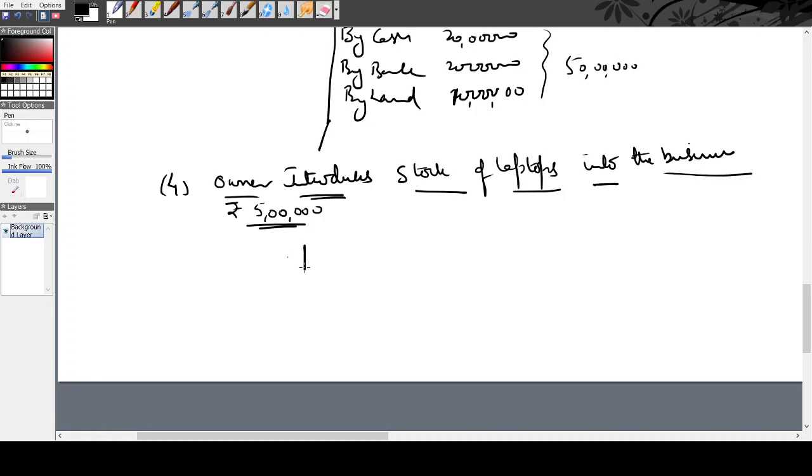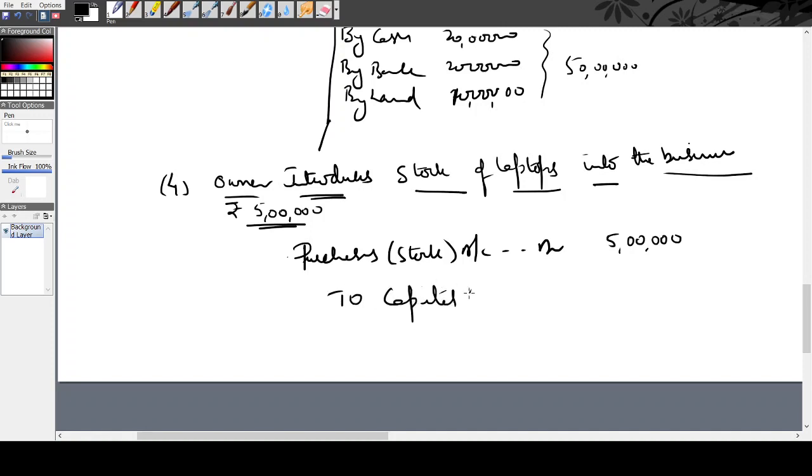Stock. I'll use the term here, purchases, or you can even use the term stock. Purchases account debit rupees 5 lakhs to, again, capital, because the owner has given this stock to the business, credit 5 lakhs. You can even avoid writing credit here. If you put debit, it is automatically understood that the other entry is credit here. Whenever you put the term to here, it means credit.